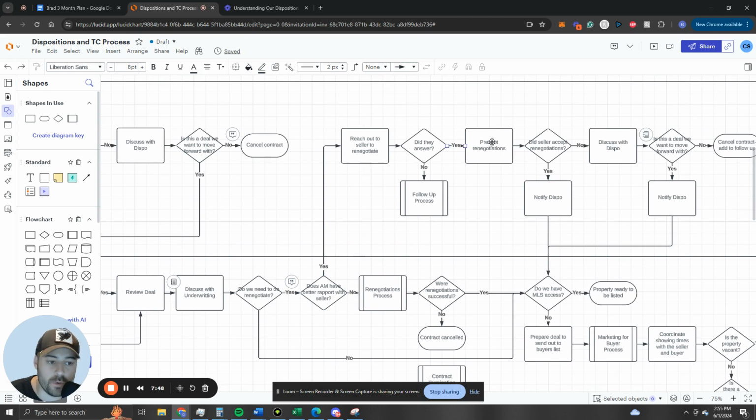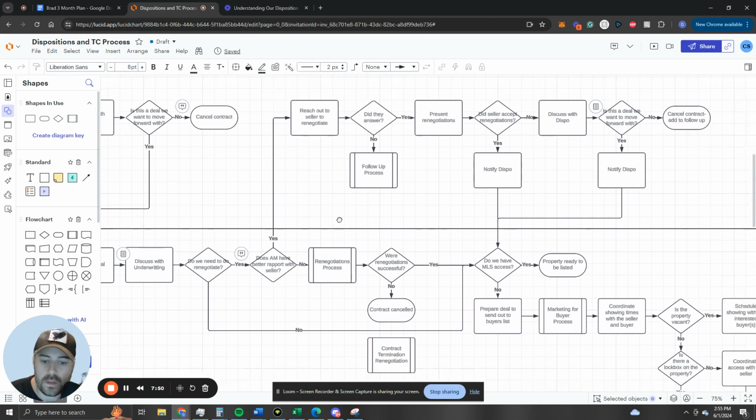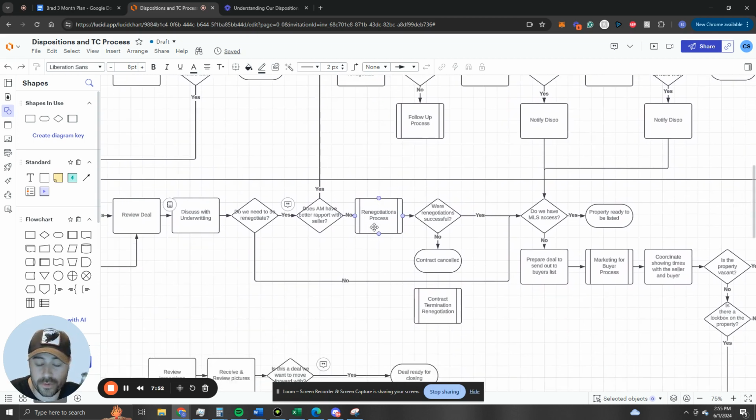If it's the AM, they'll follow their process here. If it's you as a Dispo rep, you got to go through the renegotiation process. We have seller price reduction scripts and role play calls on that as well. Okay, and then we need to figure out, was the renegotiation successful? No, contract canceled, right? If we can't make the deal work at what we're trying to do, we'll cancel the contract. Now, there's a little bit more to it. We don't just cancel, but we would obviously be able to discuss this. This is a decision. Were they successful? And then go from there.